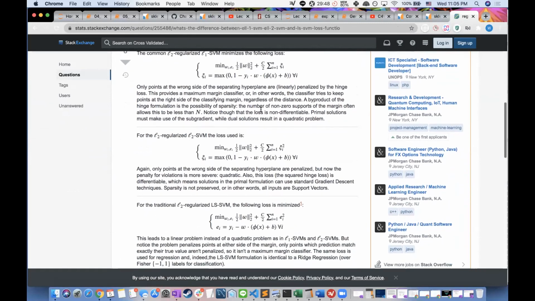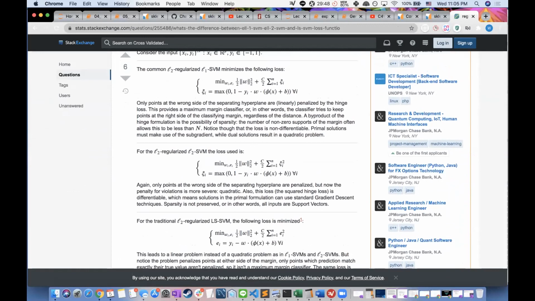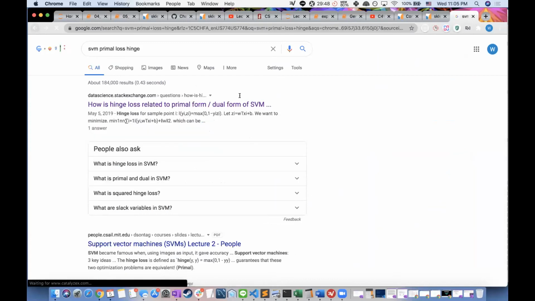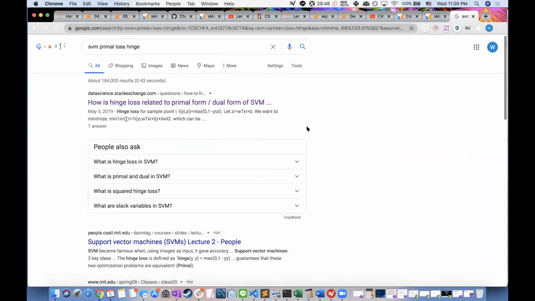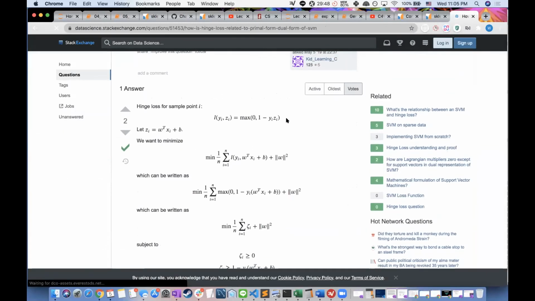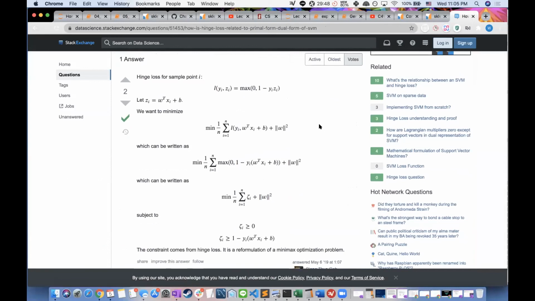Wencheng, could you go back 2 clicks? Because I saw something on the screen before you went to this page that said, you just go back twice. One more. Okay, see, how is hinge loss related to primal dual form? That's the question that Srinivas brought up. Straight from the hinge loss.